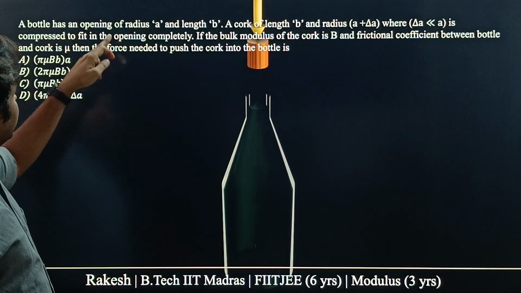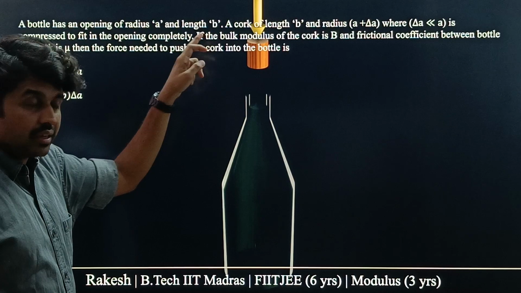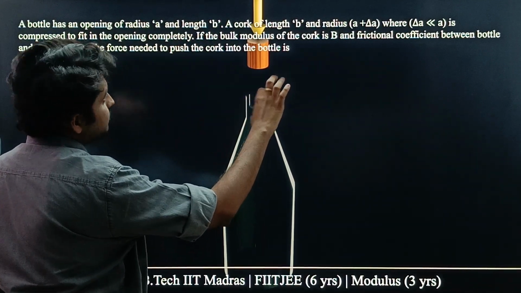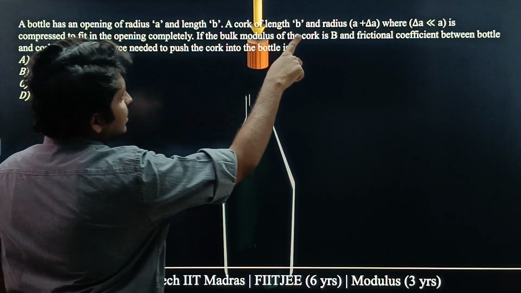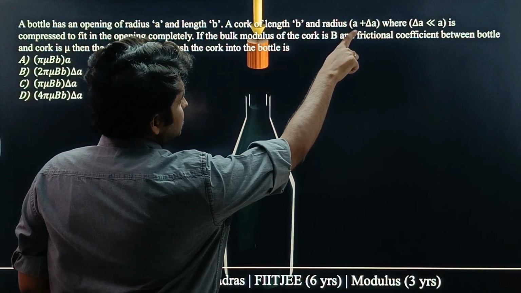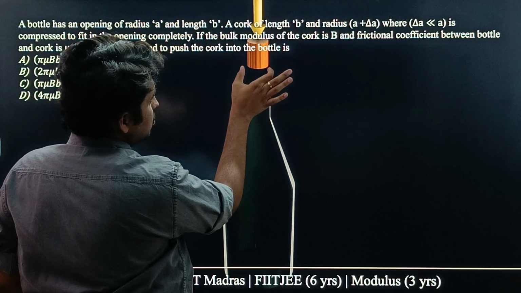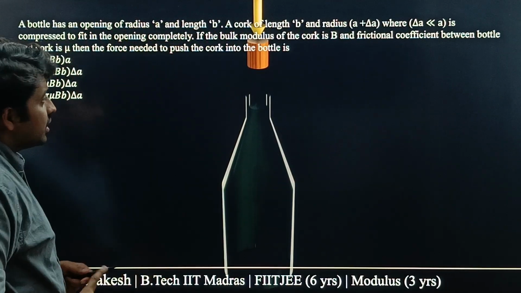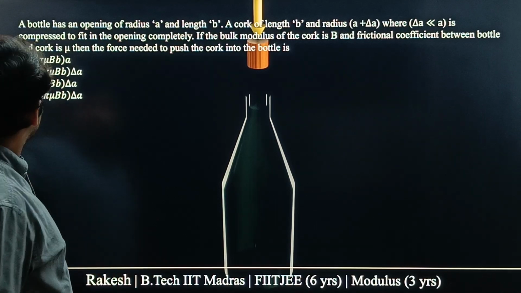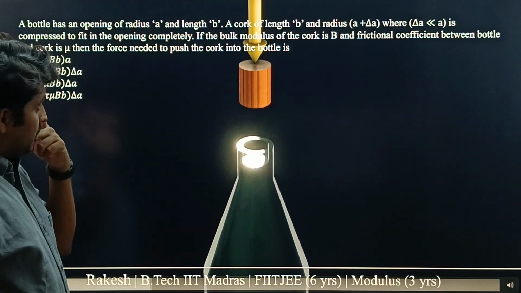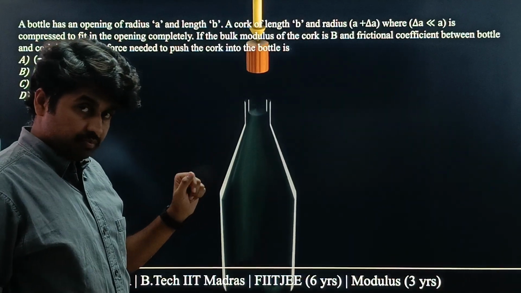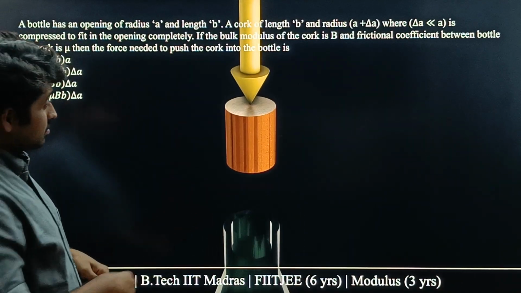A bottle has an opening of radius A and length B. Okay, so this bottle has an opening of radius A and length B. A cork of length B and radius slightly greater than this bottle, okay, this cork is a little bigger, is compressed to fit in the opening completely. So this cork is compressed and fit in this opening completely.